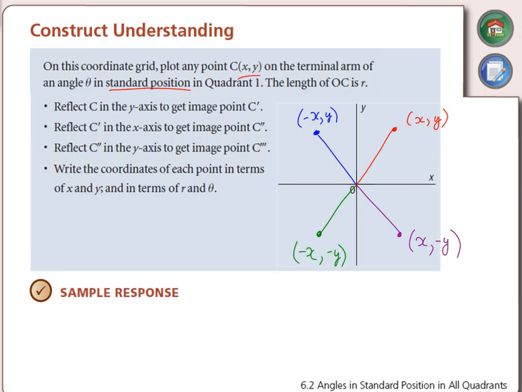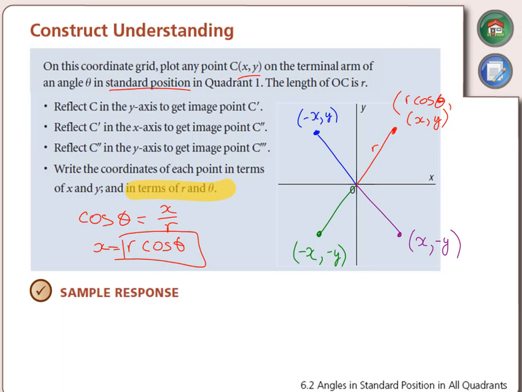And now the last thing they're asking us for is to do it in terms of r and theta. So that's back when we did in 6.1 that we talked about getting our x-coordinate from the cosine. So there's our r, and we did cosine of theta equals x over r. And then we multiplied the r up and over, so we said x equals r cos theta. So that's r cos theta, comma. And the y, we did the exact same thing with sine, so it was r sine theta.